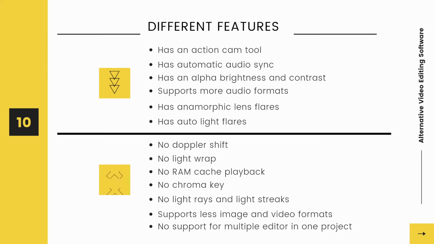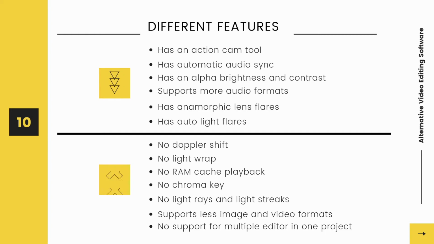In the features that Filmora has, it has a cam tool which Premiere Pro doesn't have. In audio, Filmora has an automatic audio sync and it supports more audio formats than Adobe Premiere Pro. In lighting effects, Filmora has alpha brightness and contrast, auto light flares, and anamorphic lenses.